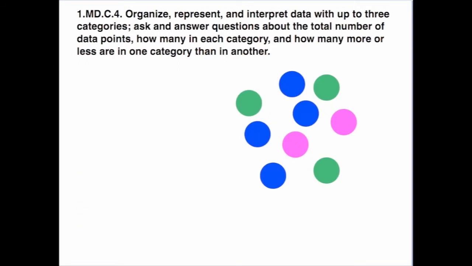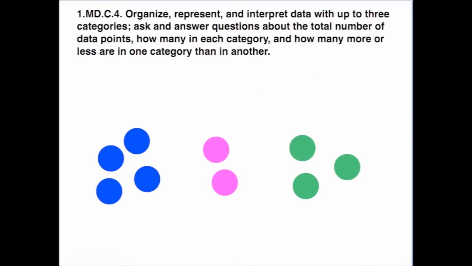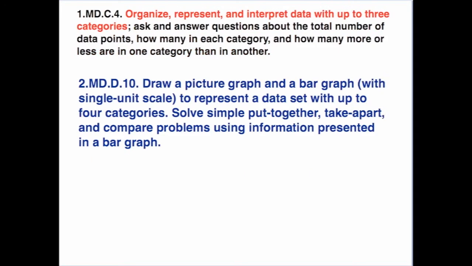Let's take this example where we're using some circles. And let's say we decide to organize them by color. So typically we would do something like this. There's our blues, our magenta, and our greens. Then we could address the other parts of the standard where we ask and answer questions about the total number of data points and so forth. So we would ask questions such as how many green ones are there, how many more blue ones do we have than magenta, and so forth.